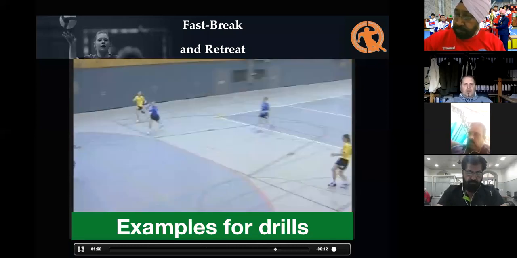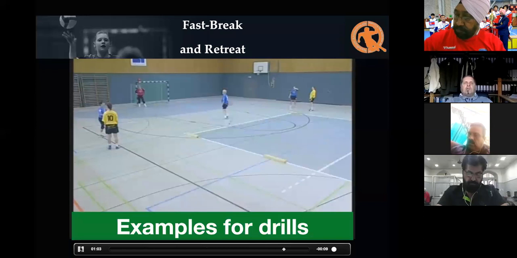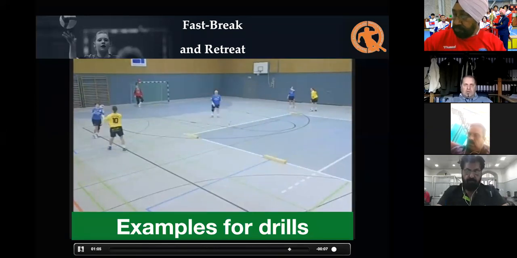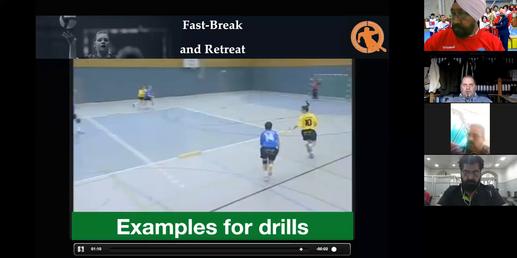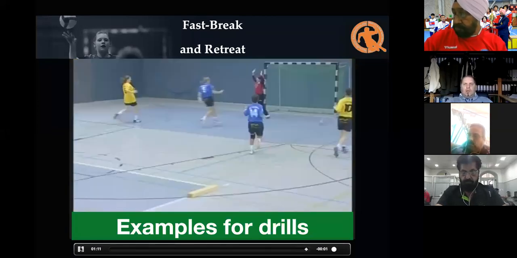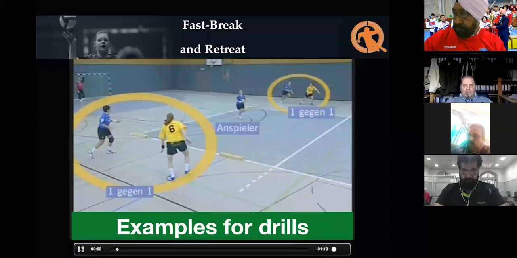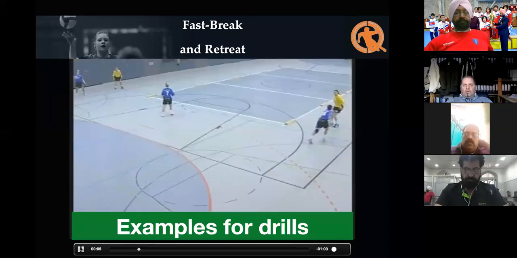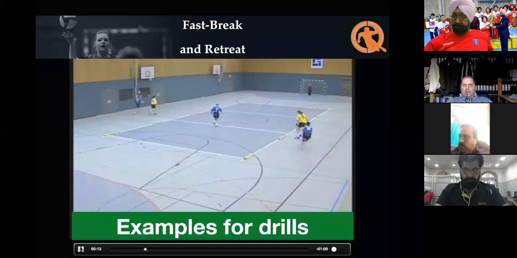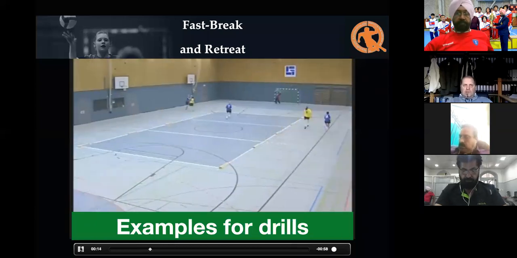And as you see, because it's attack against defense, we always teach both sides of the game. So we teach attackers, but we teach defenders too. They have to run back, they have to observe the ball, they have to observe the opponent, and then they can go for defense. So once again, from the beginning, this quite nice drill: one-on-one on both sides, plus the player who is giving the pass.